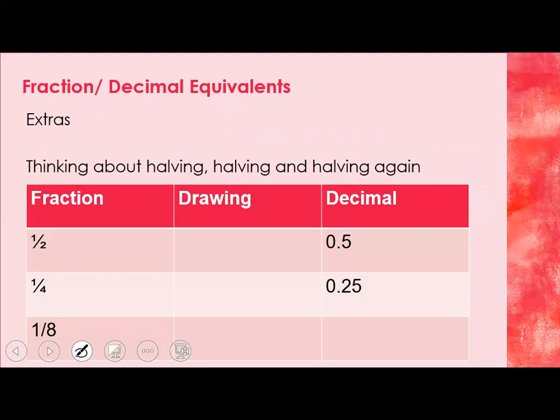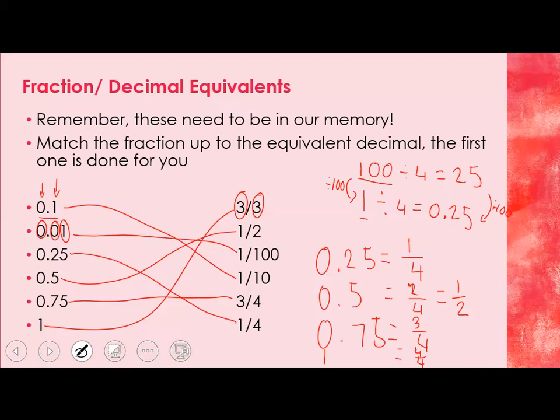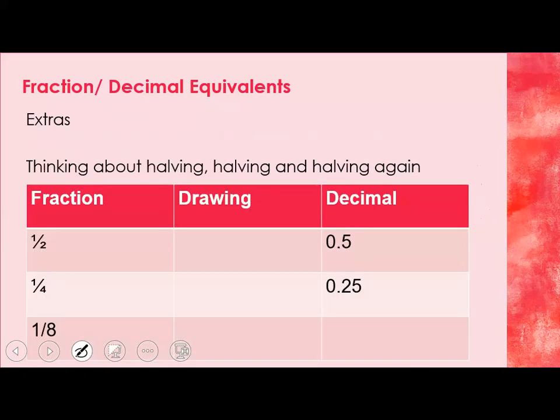Moving on, one extra one that is going to help us out. Now, these ones here, 0.1, 0.01, 0.25, 0.5, 0.75, and 1, they're ones that everybody needs to know. You absolutely must know and remember these. This next one is something else that will be good to know, and it was going to help us maybe a little bit in the future.